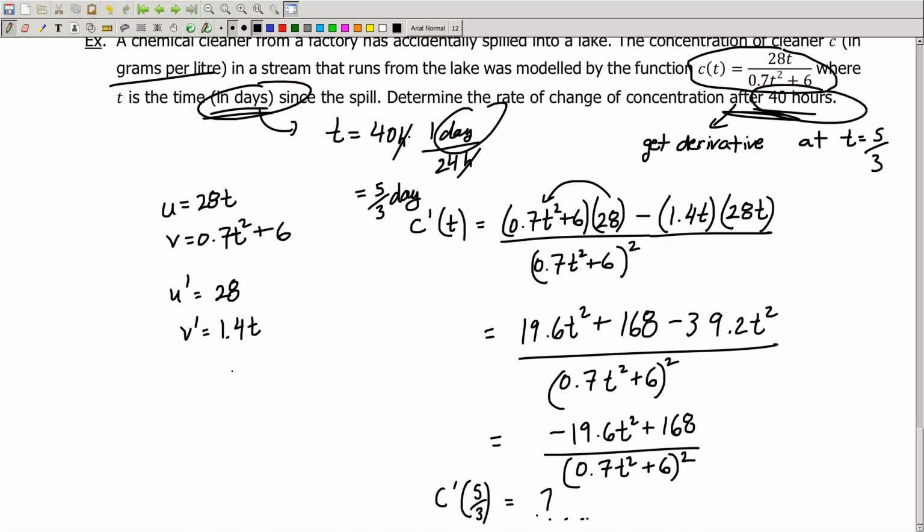And then what I would do, honestly, is I would write a therefore statement: the rate of change of concentration of the cleaner in the stream is this much, in grams per liter per day, after 40 hours. That's what I would say.